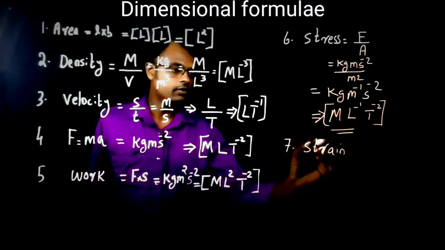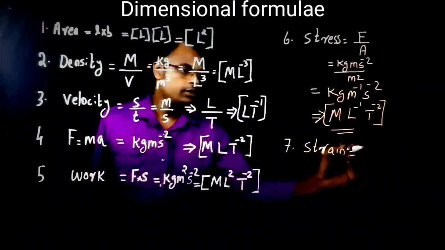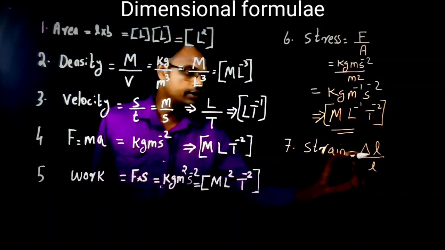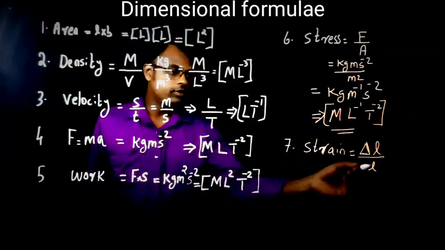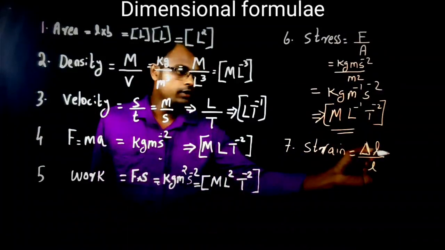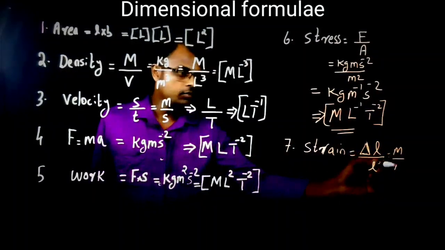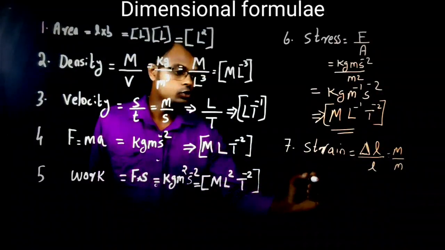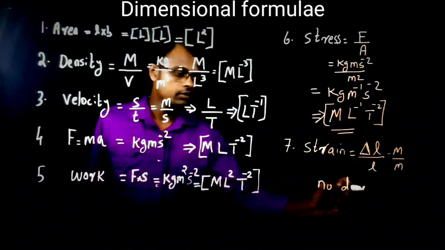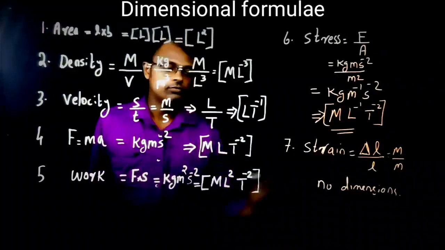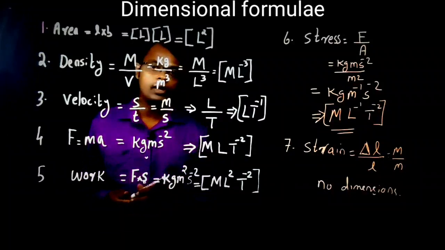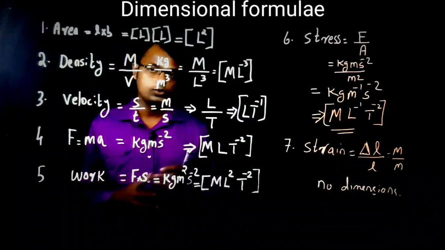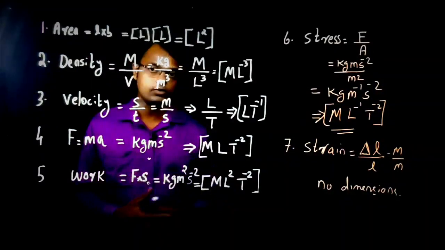Strain formula is change in length divided by original length. Delta L represents the change in length, divided by original length. If you write the unit here, delta L is in meter, length is in meter, meter cancels, so there is no unit. So we can say that there is no dimension for this strain. So some physical quantities will have dimensions, some won't have dimensions. So it is again divided. We'll discuss this now.